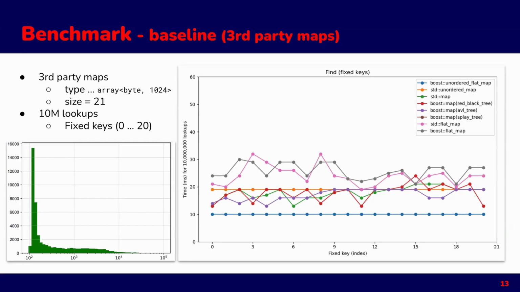Okay, so this is the best one. We can see that the unordered map from STD is almost twice as slow. And this Boost unordered flat map is considered to be a really very fast hash lookup table. So we pick this as our benchmark, or baseline, and we will try to beat it.